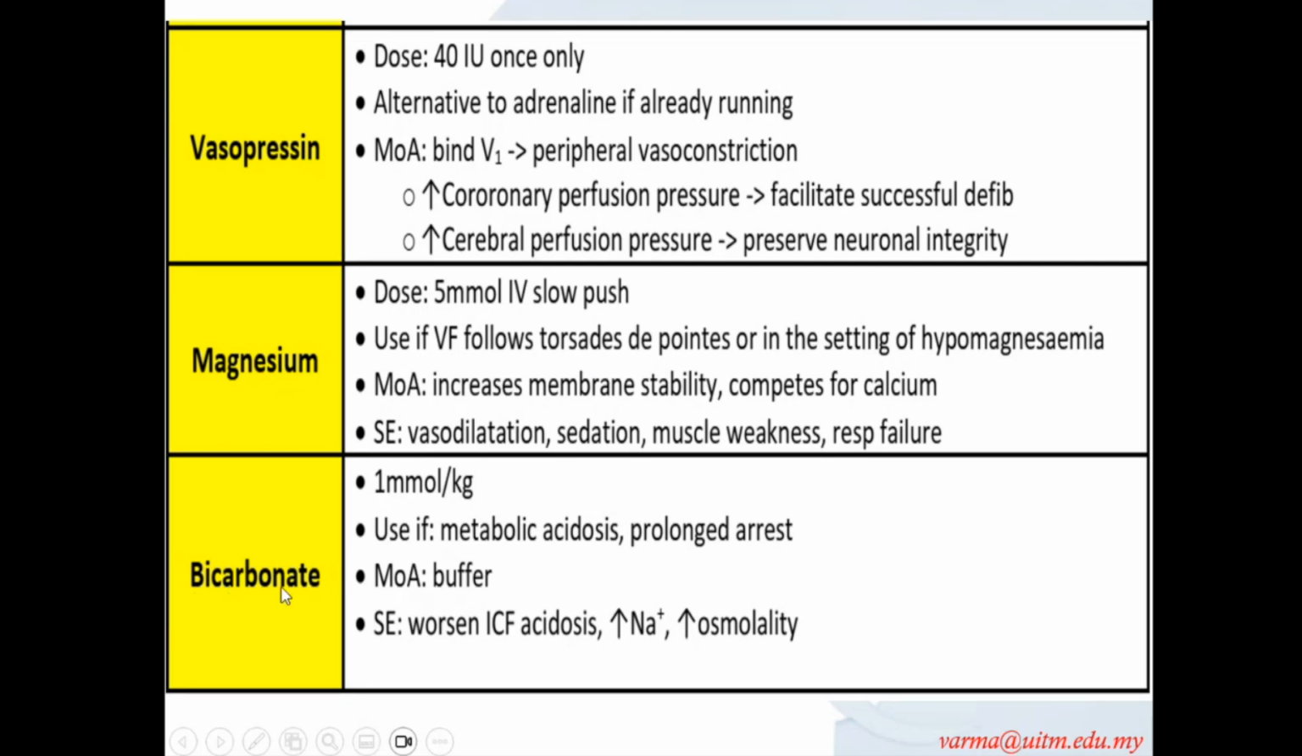Then bicarb, of course, the VF patient in CPR will develop metabolic acidosis. So to correct the metabolic acidosis, dose is 1 millimole per kilogram, it acts as a buffer, something like that. Okay, so what I've given here is the whole answer. As I always say, you must know your level, your potential. What is your time frame to answer SAQ? Prepare an answer scheme or template within your capability, which you can answer within 20 minutes.